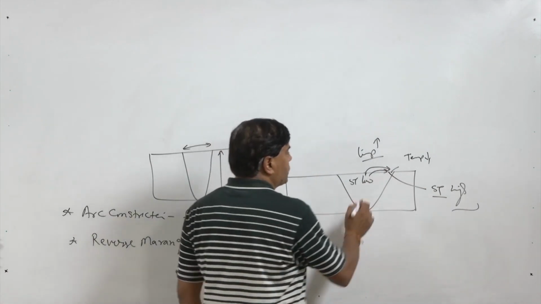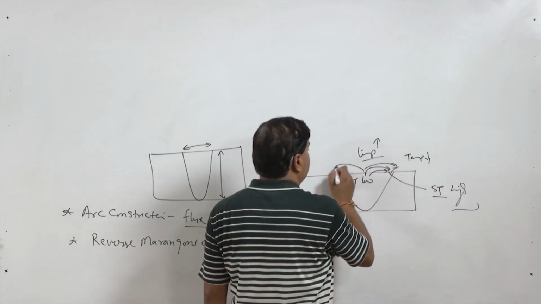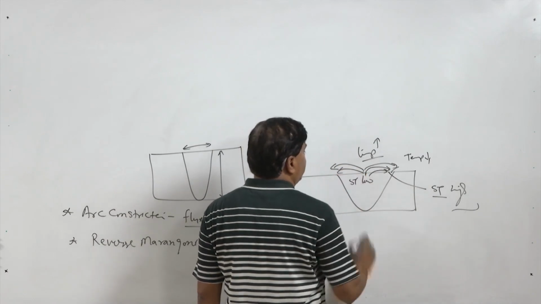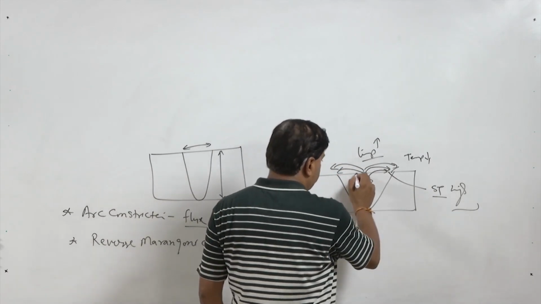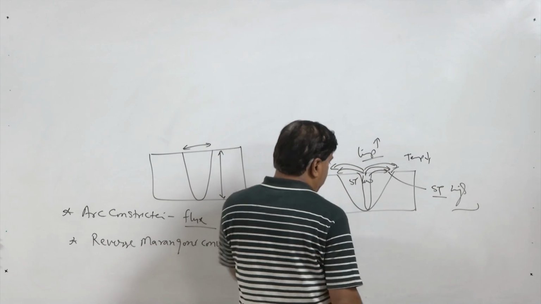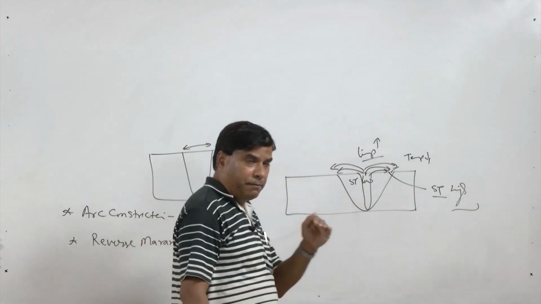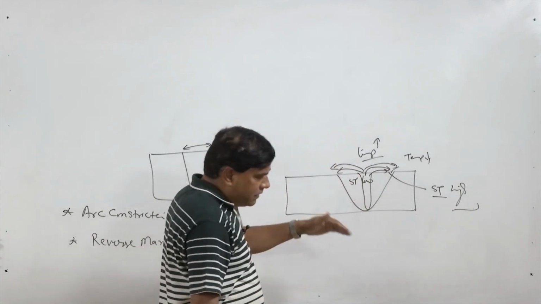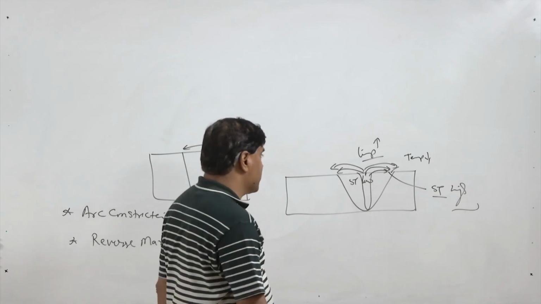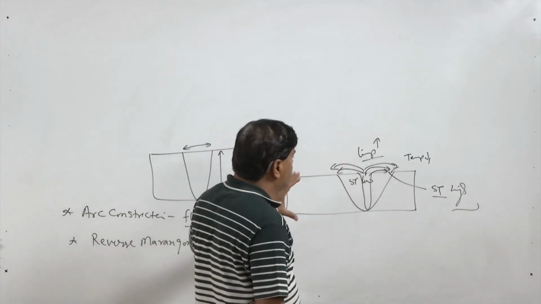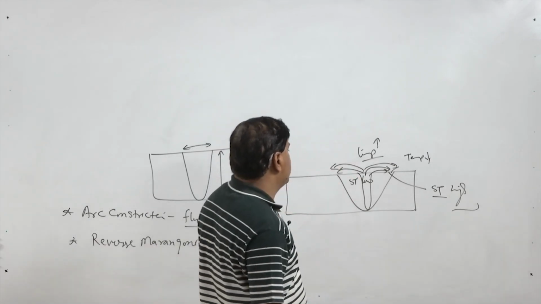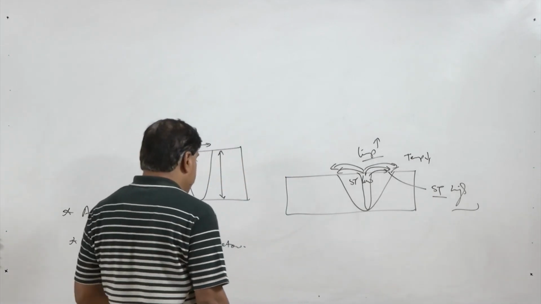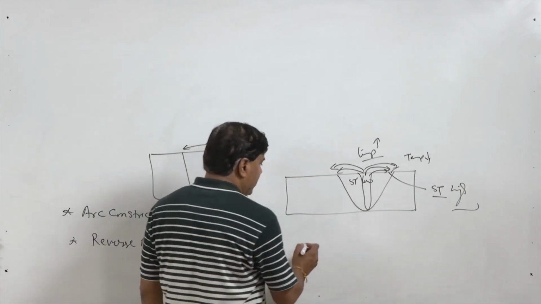So, heat is transported towards the sides and we get a wider and wider weld, instead of transporting the heat down to the root or the bottom of the plate, so that the depth of penetration can be increased. So, this is one thing which is ensured through the reversal in Marangoni convection.